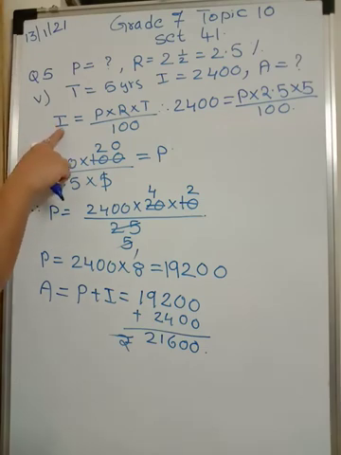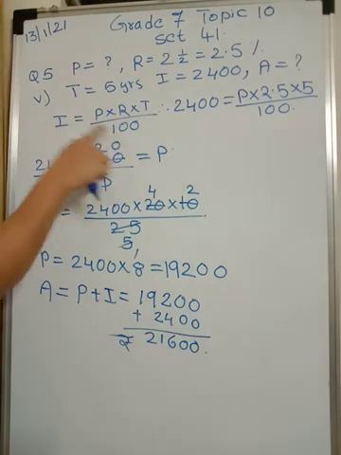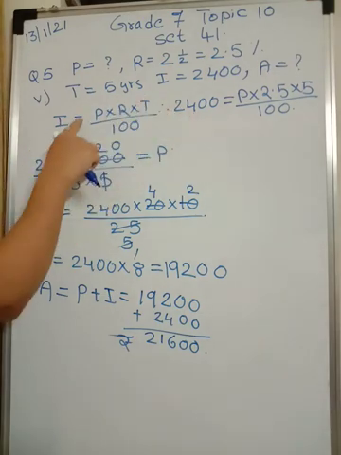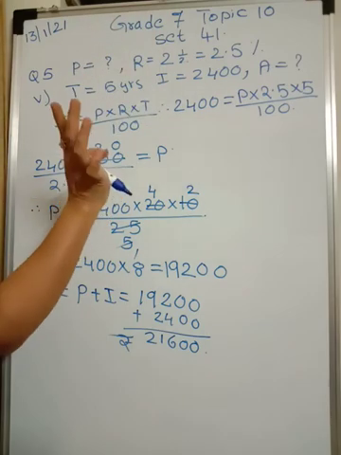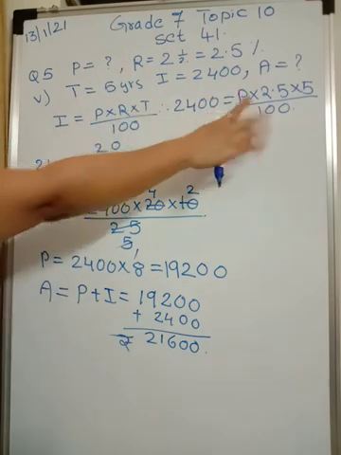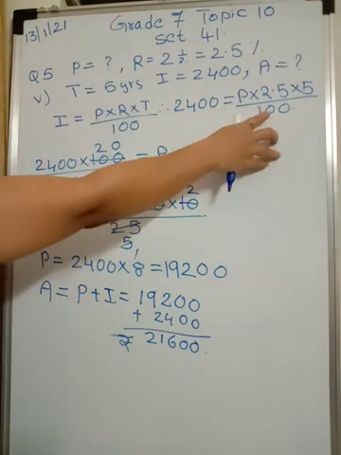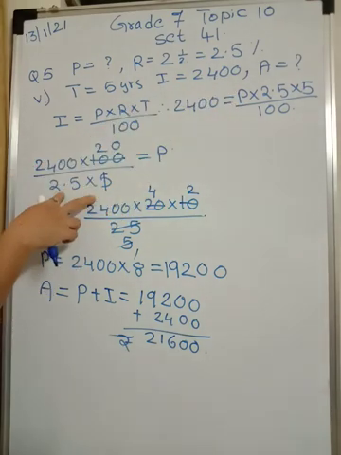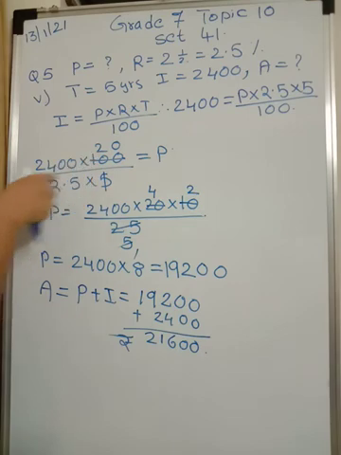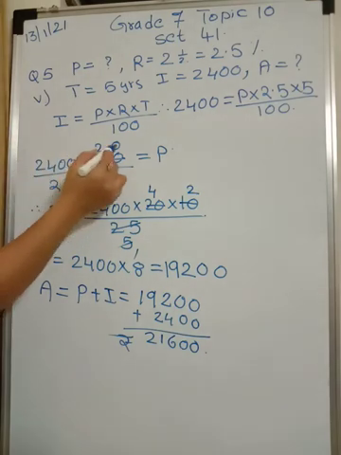Now what is interest? P into R into T upon 100. Interest is 2,400, P is not known, rate is 2.5, time is 5, upon 100. Now very carefully look. 100 will go in multiplication. 2.5 and 5 will come in denominator, which is equal to P. Now see the calculations. 5 ones are 5 and 5 twenties are 100.